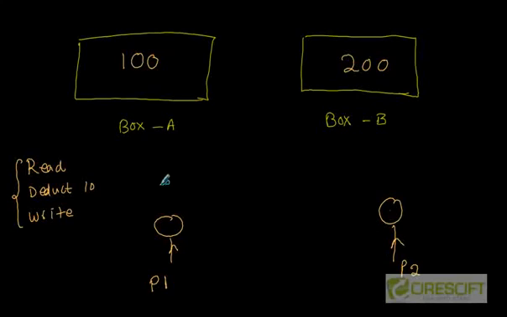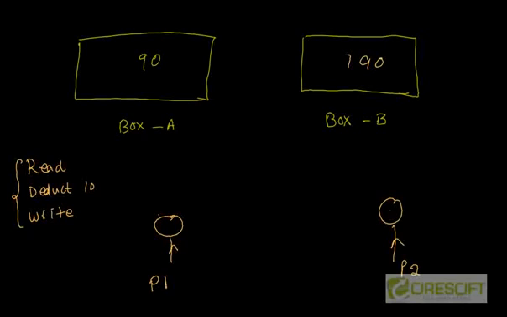Now I ask P1 to go to box A, and I ask P2 to go to box B. P1 is going to read 100, deduct 10, so 100 minus 10 is 90, and then write that 90 to box A. So what I'm going to see here is 90. Similarly, P2 goes to box B, reads 200, subtracts 10, and gets 190. So far so good, everything is just fine, whatever we expected.